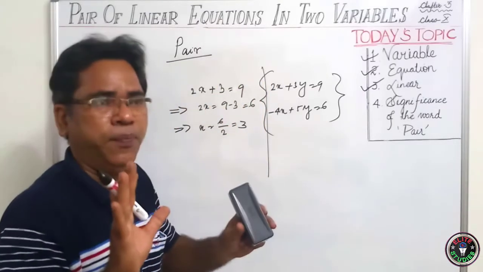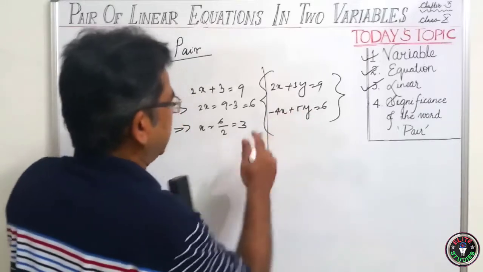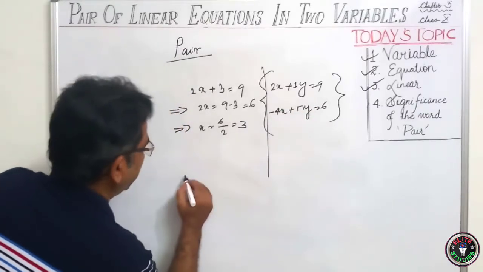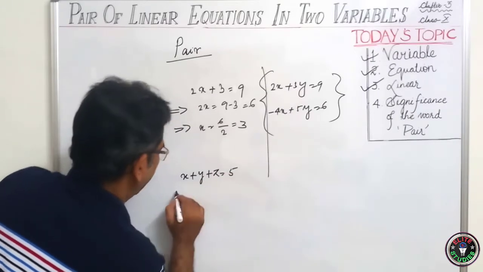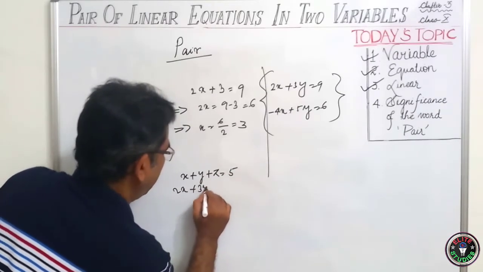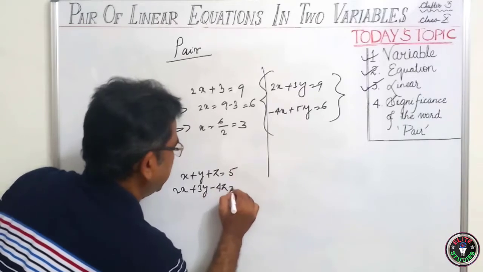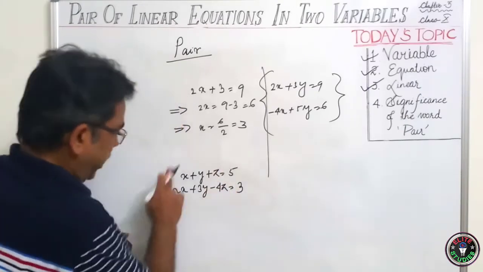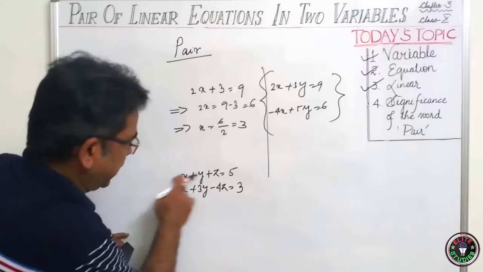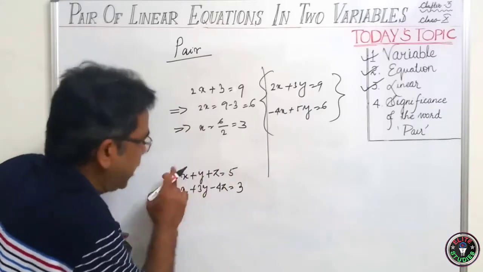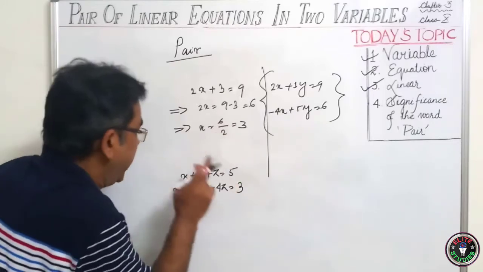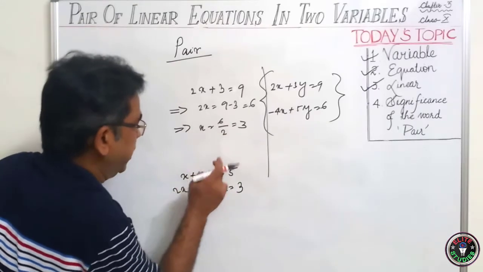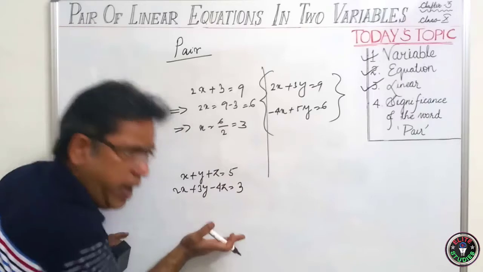That's it, simple. Let us take another example. Suppose x plus y plus z is equal to 5, and 2x plus 3y minus 4z is equal to 3. Now here if you see, there are 2 equations, but the number of variables is 3. So you can never get a unique value of x, y and z. To get unique values of x, y and z, since there are 3 variables, you need 3 equations.